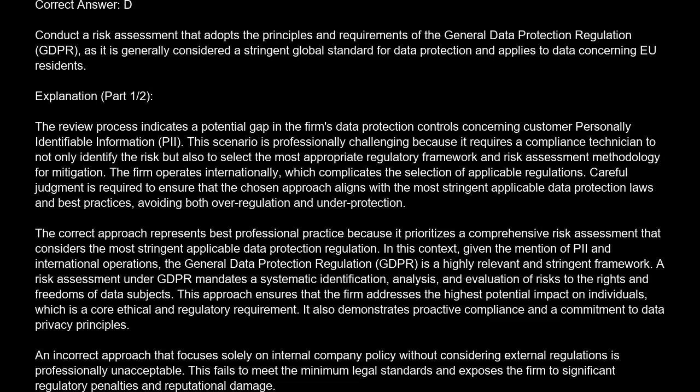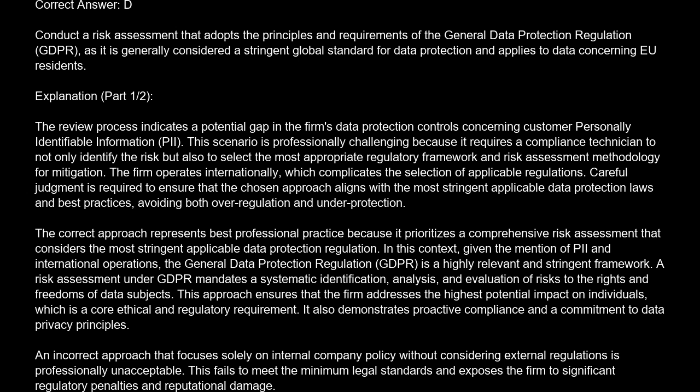The correct answer is D. Conduct a risk assessment that adopts the principles and requirements of the General Data Protection Regulation, GDPR, as it is generally considered a stringent global standard for data protection and applies to data concerning EU residents. Explanation: the review process indicates a potential gap in the firm's data protection controls concerning customer personally identifiable information, PII.